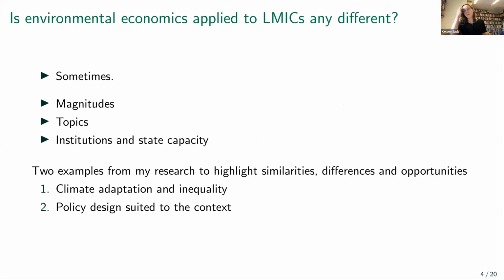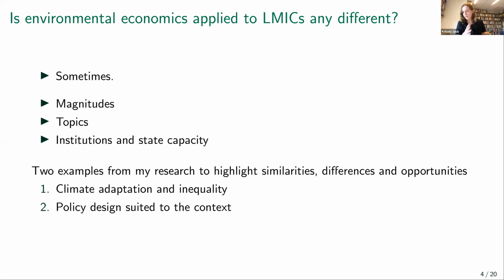So in some cases, it may just be that the magnitudes are different, that we're talking about different levels of income, different levels of pollution, for example. And so it's not so much that we have to really fundamentally frame questions differently. It's more that costs and benefits might just look very, very different. But in other cases, maybe it's different topics that are important to understand. And maybe there are important institutional, state capacity, contextual, population-based types of things that mean that actually, no, it does start to look quite different. And I'll give you one example of a case where I think that's a bit true.